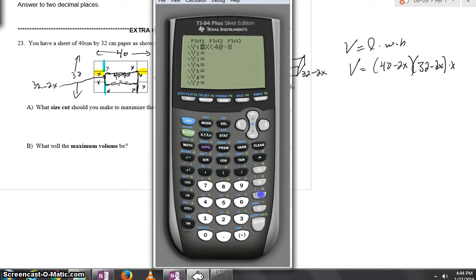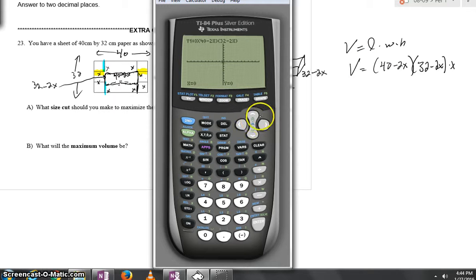Type in a 40 minus 2x. Then we'll have 32 minus 2x. And if we were to just graph this on a standard window, you might get really confused. It looks like nothing has happened. The whole point is, though, that the volume, which is like our y1, is going to have some very big values.